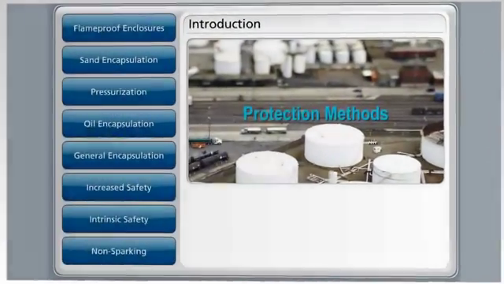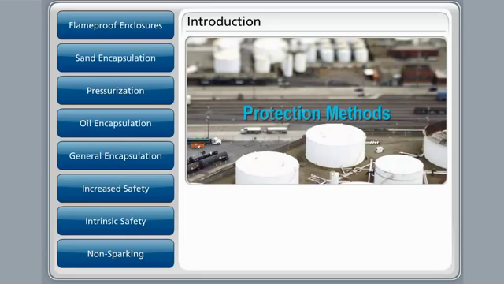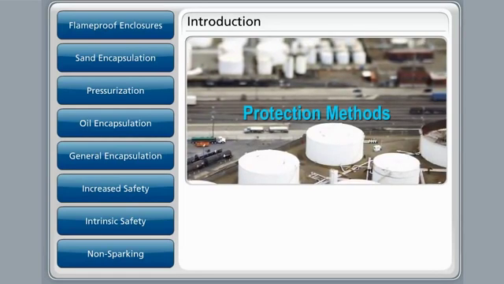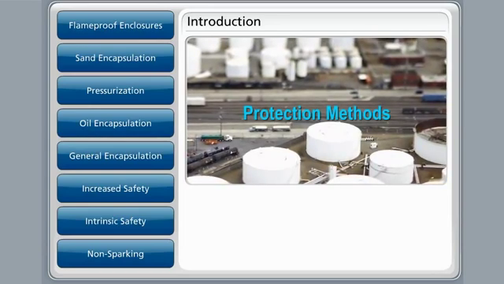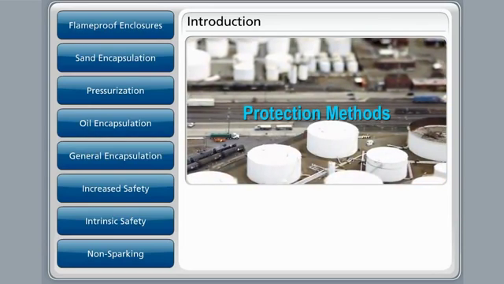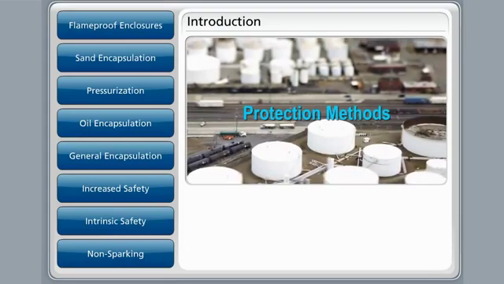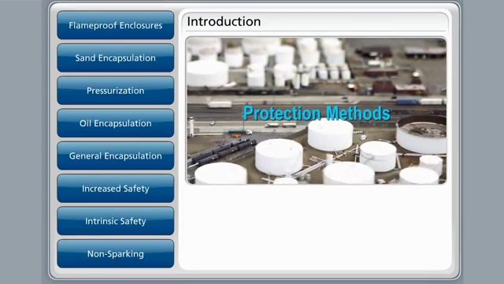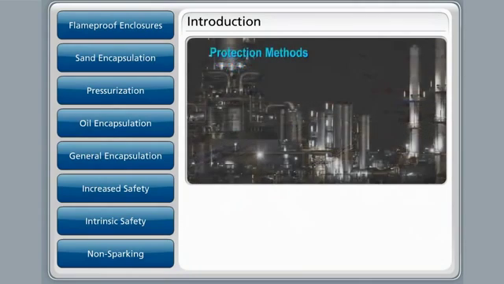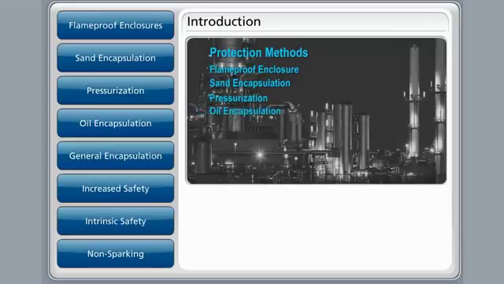Let's take a look at each method of protection and the general application. To ensure safety in a given situation, equipment is placed in protective level categories. As mentioned before, Category 1 is the highest safety level, making Category 3 the lowest risk and safety level. The general 8 protective methods are flame-proof enclosures, sand encapsulation, pressurization, oil encapsulation, general encapsulation, increased safety, intrinsic safety, and non-sparking.